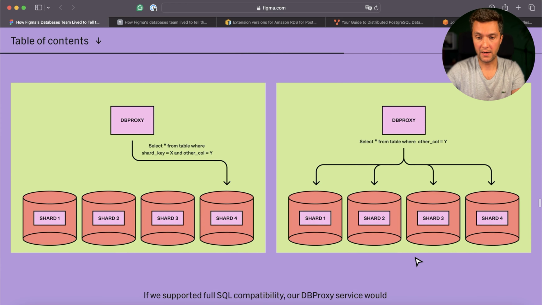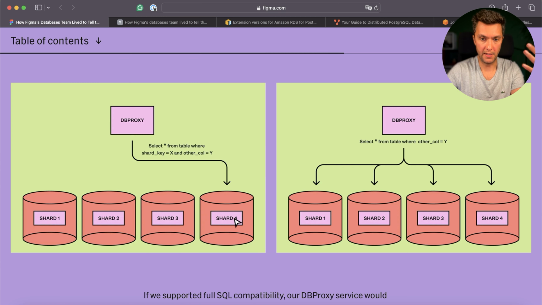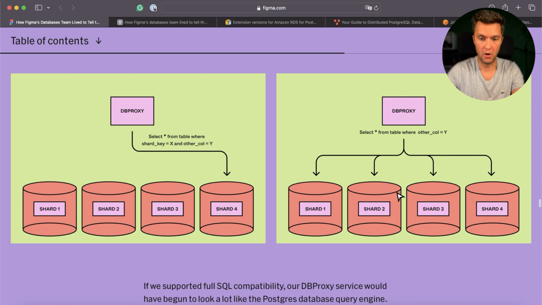In this example, you can take a look at how this works in practice. If it's possible for the DB proxy to get a specific shard in the database instance, the request will be routed to this shard number 4, as in this example. But sometimes the sharding key might not be specified, which would require the DB proxy to execute this request over all of the database nodes.